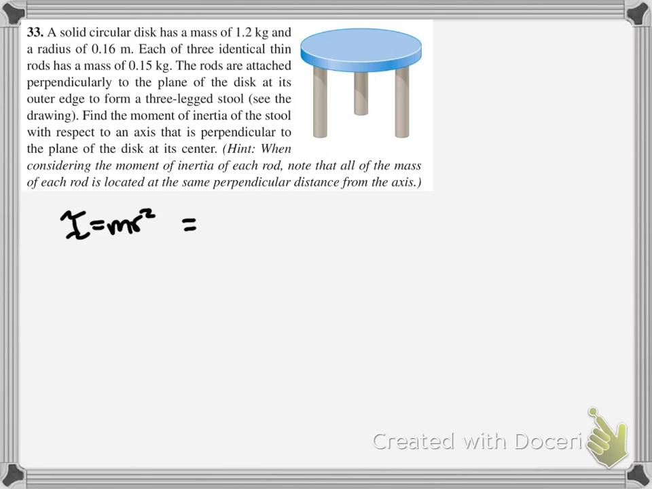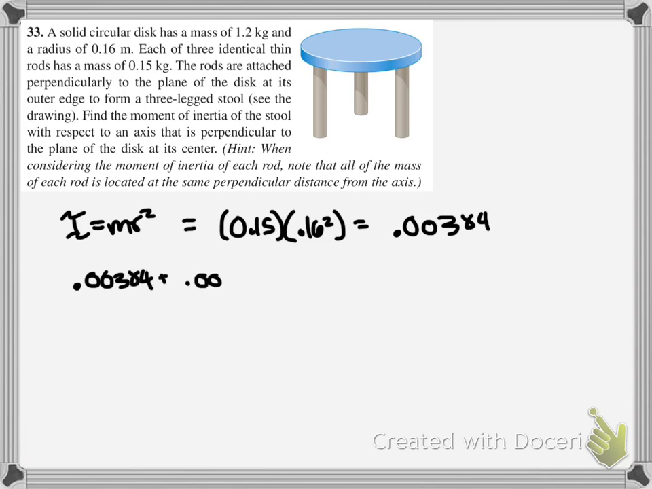Okay, well, we know that inertia here is mr squared for each of the rods. So we know that the m for each rod is 0.15 and the r is 0.16 squared. So you solve that and you get 0.00384. Since there are 3 rods, you multiply that number by 3, or you just add it to itself 3 times. And once you do that, you get 0.01152.